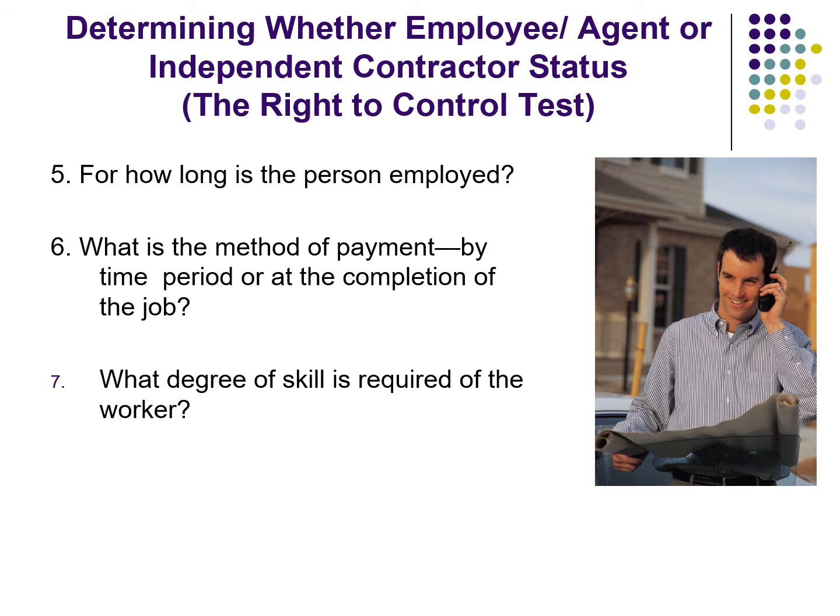And then finally, an element of this right to control test is what degree of skill is required of the worker. The more skill you have to have, if you've got specialized knowledge and you're being brought in for your specialized knowledge, it's more likely that you are an independent contractor. These 7 elements don't all have to be present. This is a sort of laundry list of things that you can evaluate if you're trying to determine, is the agent in this scenario working as an employee of the principal, or are they an independent contractor who has the right to control their work?